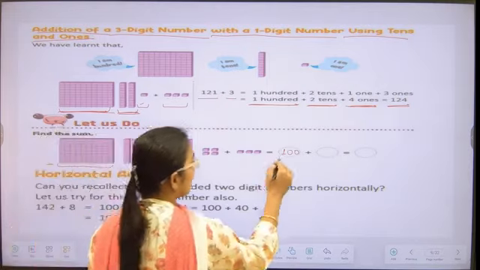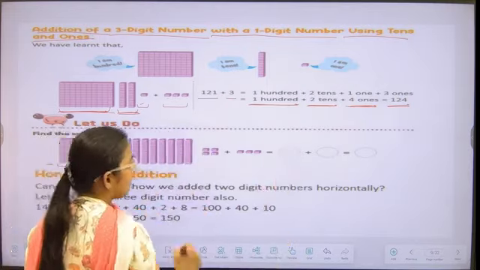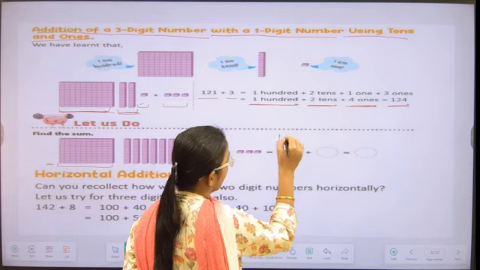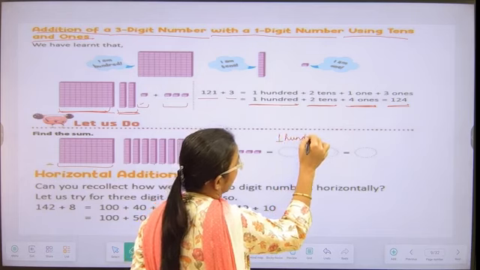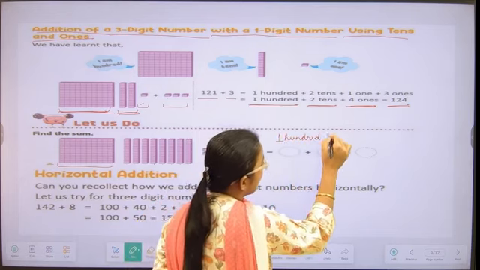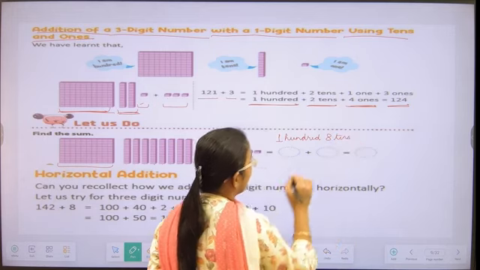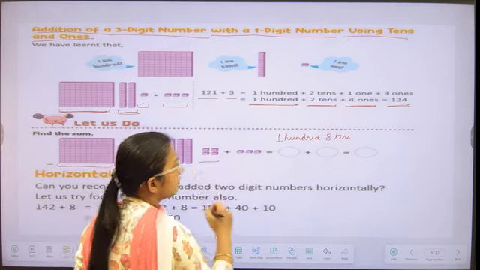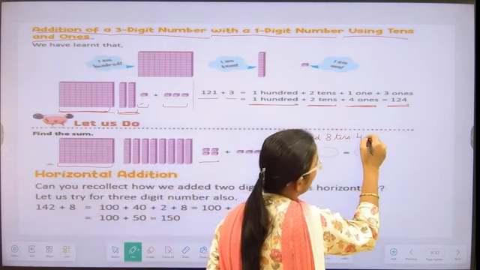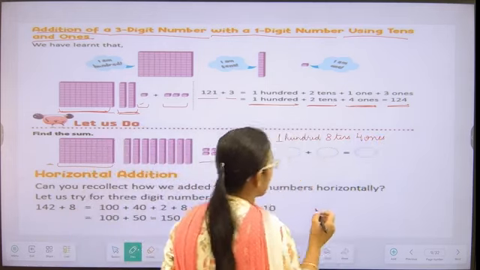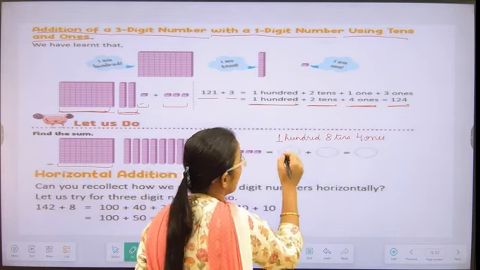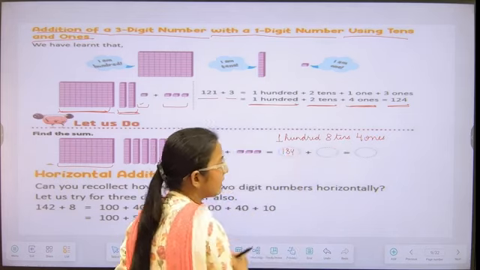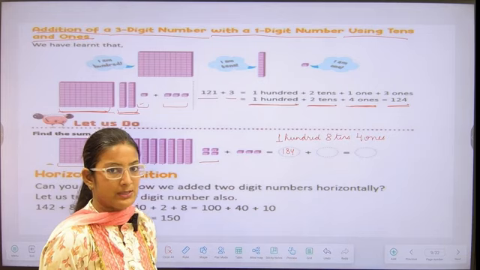So what are we going to do? We are going to write over here, we are having a 100 block with 8 tens blocks. Next, how many ones blocks are we having? 1, 2, 3, 4. We are having 4 ones blocks. So our number will become 184. So first we have to write 184 in the first blank space.